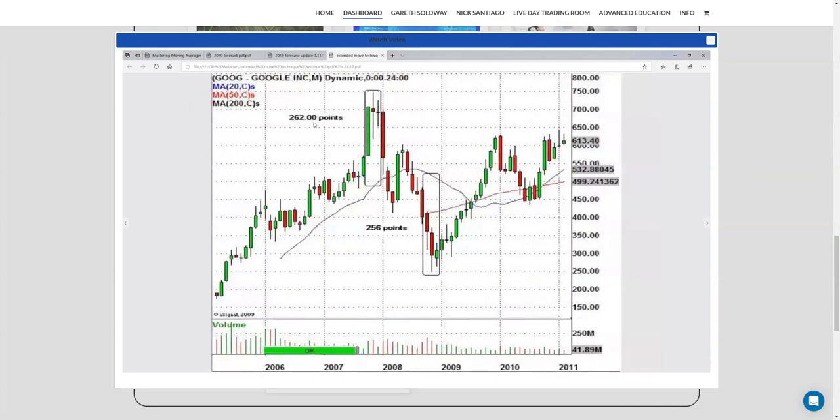Here's a chart of Google. It's a while back, but look at this: 262-point move. Down here, 256-point move, and look how Google found low. Also, what else happened on Google here? Not only did it do almost a perfect max extension, but what was this?